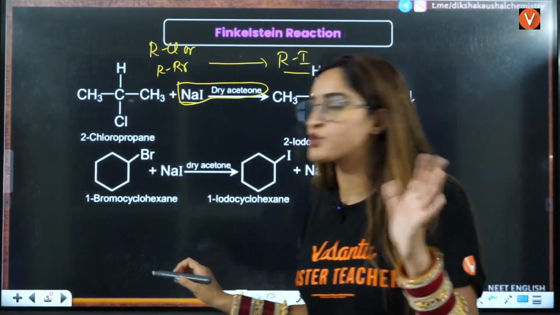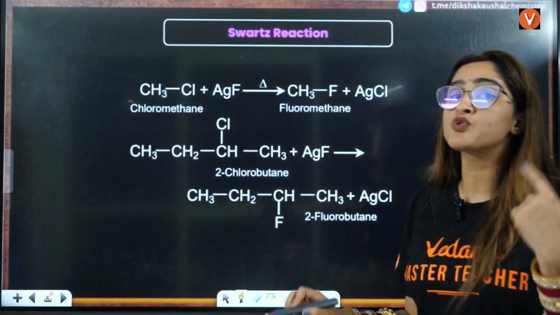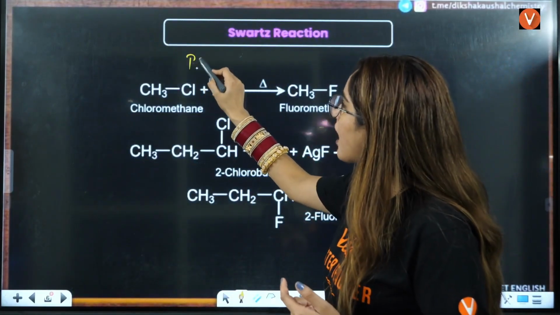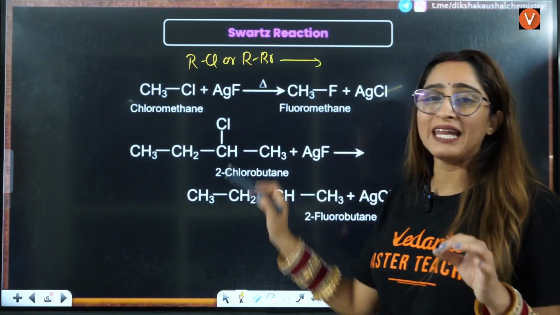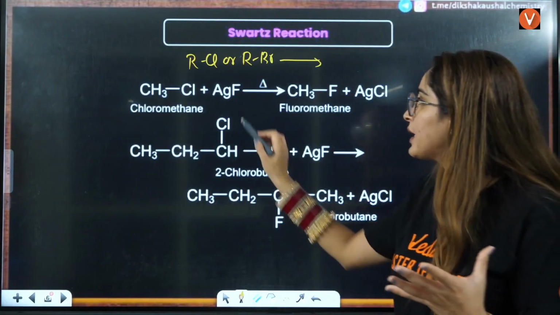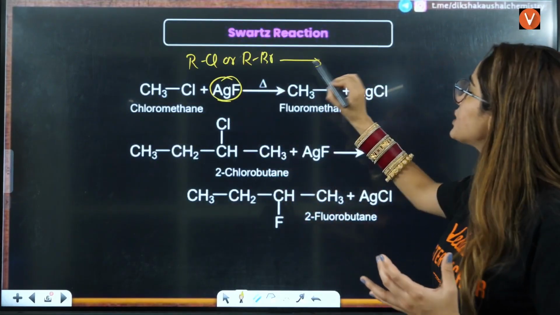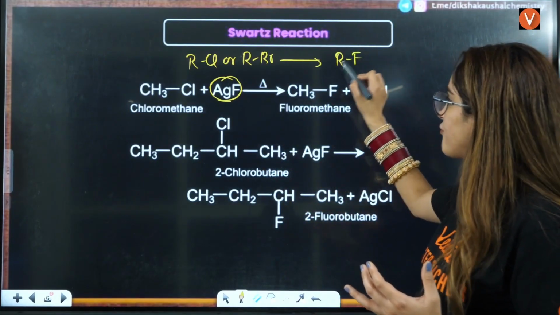RI or RF is not possible. Similarly, in Swarts reaction, you will have RCl or RBr, and in the presence of any inorganic fluoride, like we have taken here silver fluoride, this will be converted to RF, right?